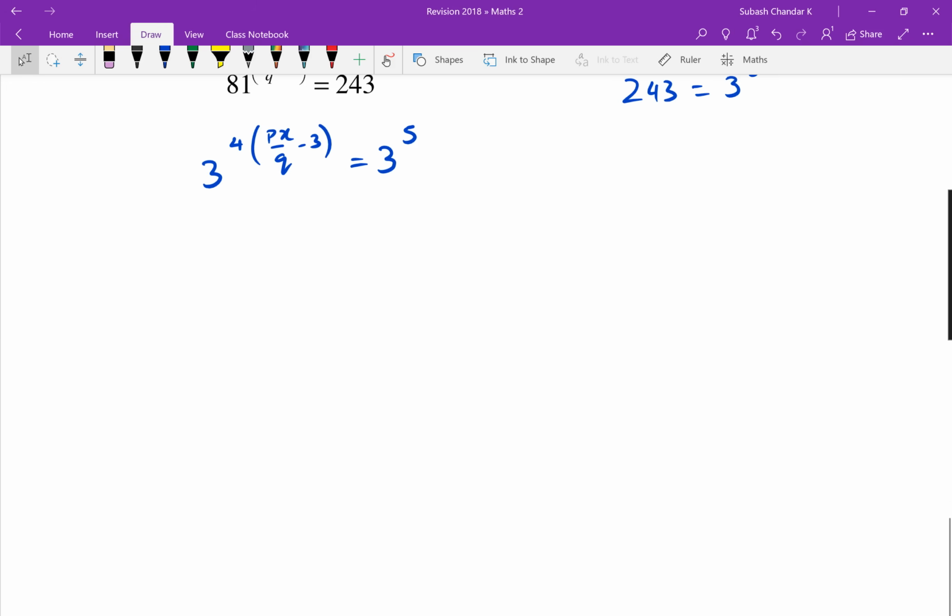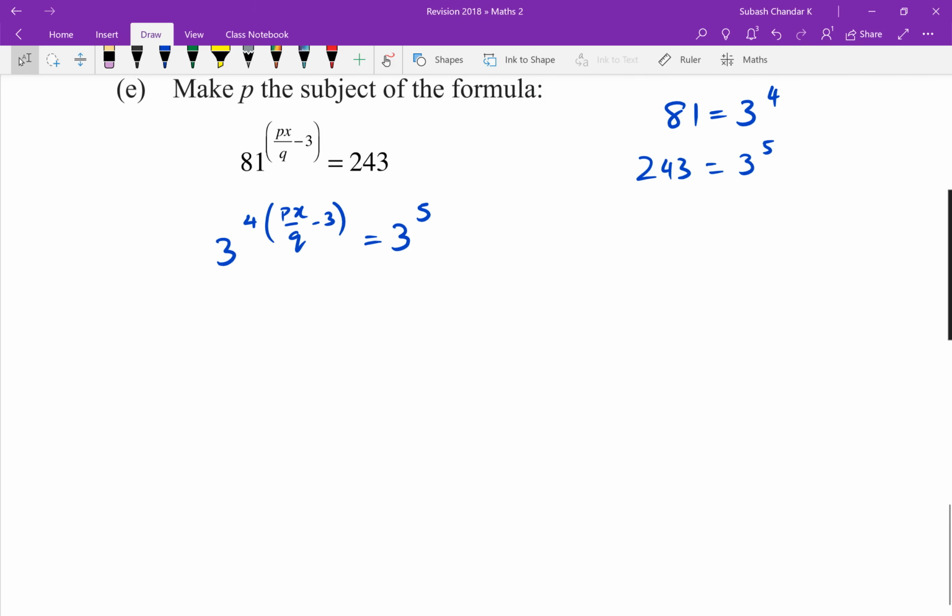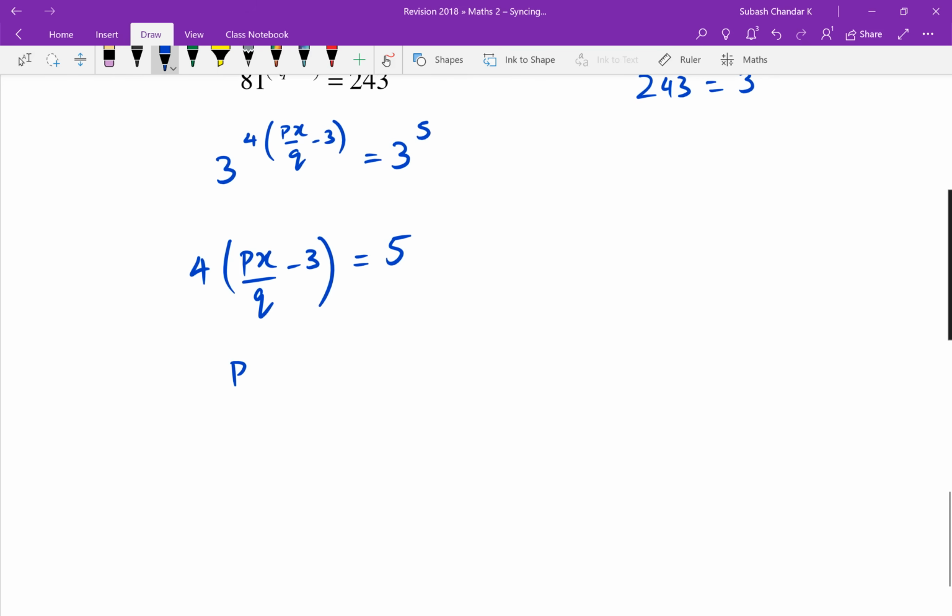So in this case, because the bases are the same, I could actually say the powers must equal each other because the bases are the same. So then I've got 4 times (px over q minus 3) equals 5. When I rearrange this, I'm going to get px over q minus 3 equals 5 over 4.